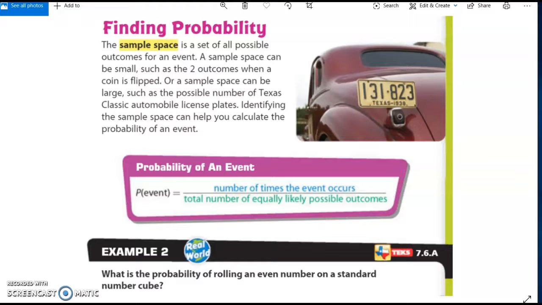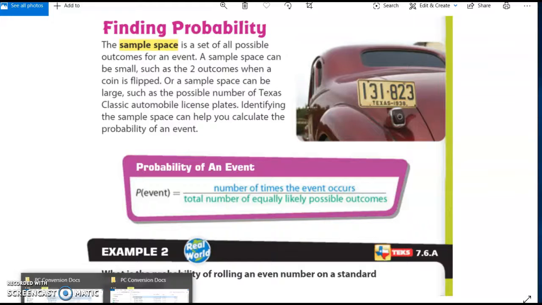As you see here on the screen, this is going to be 7.6a. 7.6a specifically talks about looking at lists and tree diagrams. I'm going to focus this video more so on finding the probability of a simple event. So again, what is the probability of rolling an even number on a standard number cube? I want to go ahead and go to my work at this point. We're going to look individually at how we would construct that probability.